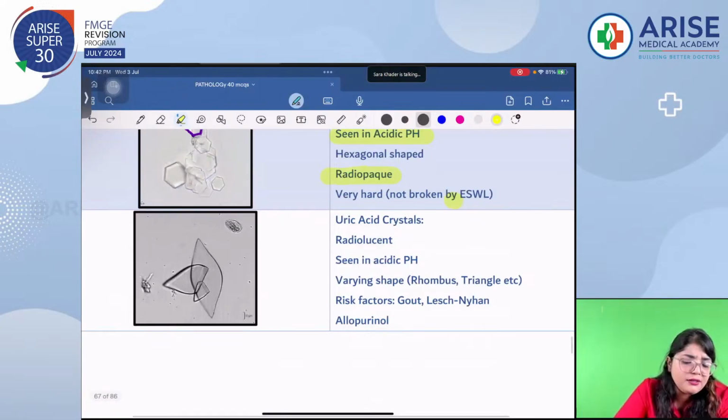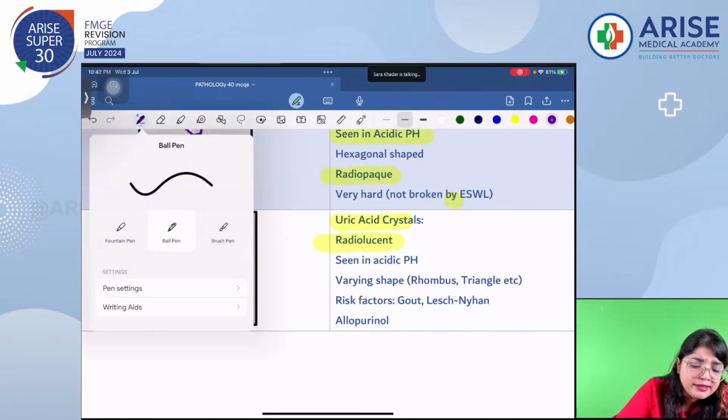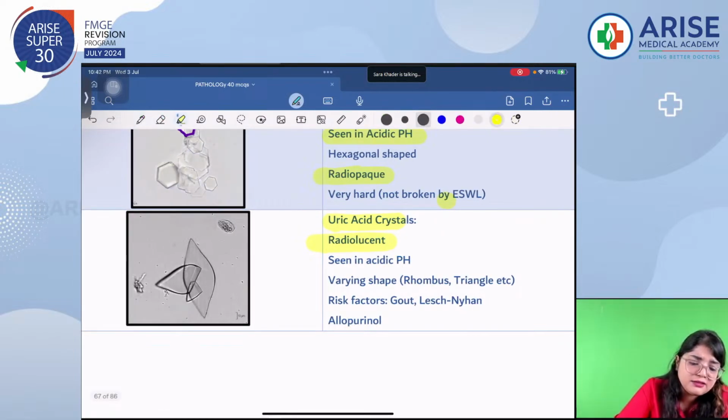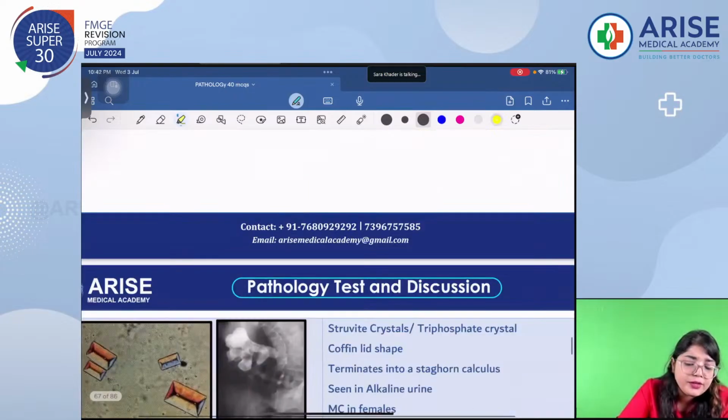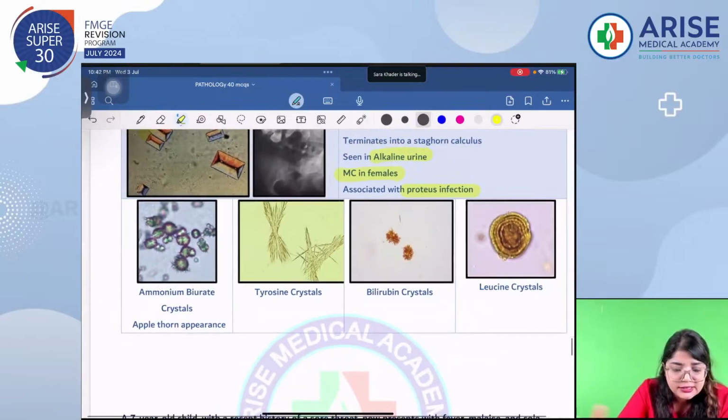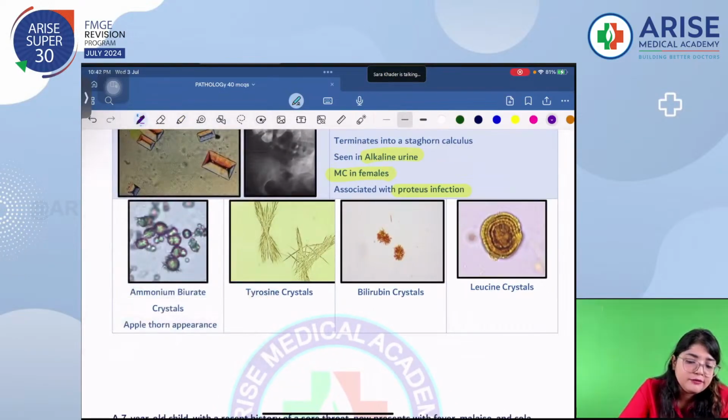What about different shapes? These are seen in uric acid crystals. Remember, they are radiolucent. So when you write radiolucent, the U, remember, it is for uric acid. Okay. And risk factors include gout, Lesch-Nyhan syndrome. What about your struvite? You have this very famous coffin lid appearance, and you have alkaline urine, and it is most common in females associated with urease infection. There are other crystals as well, like these 4. Okay.